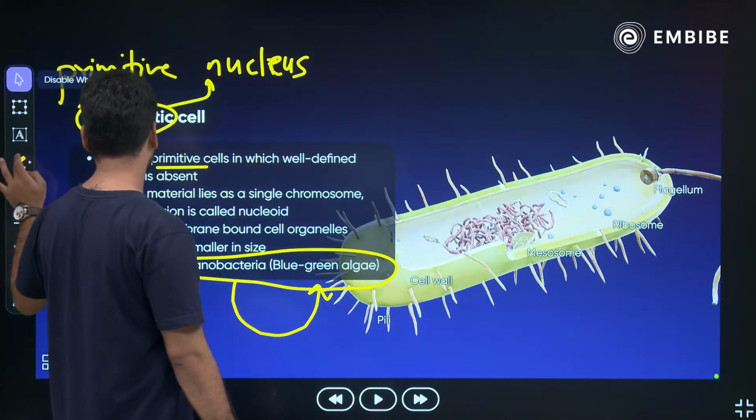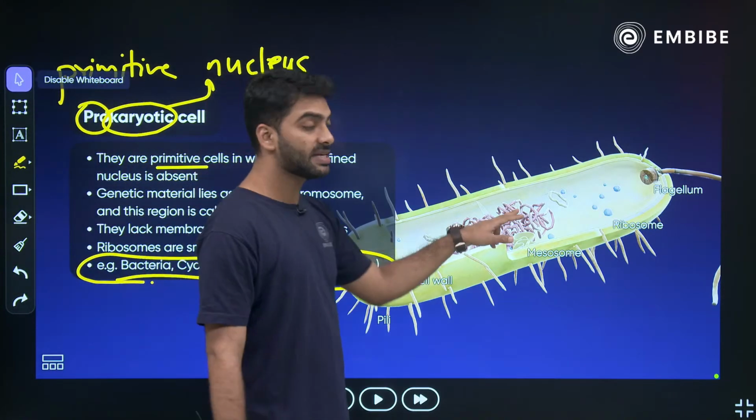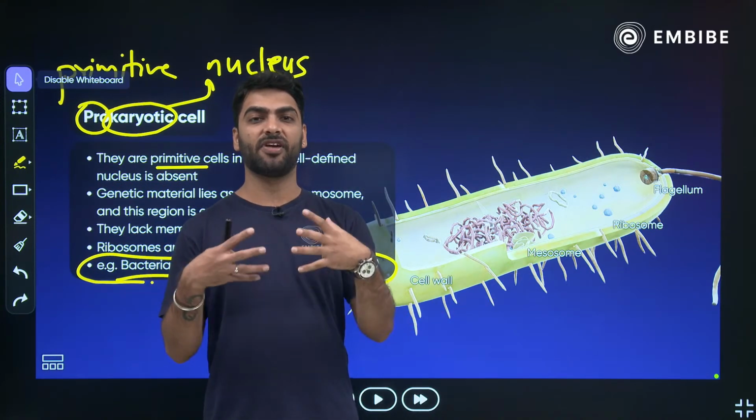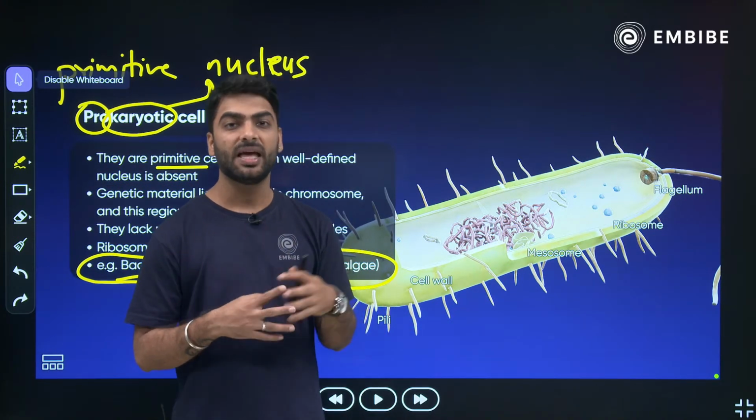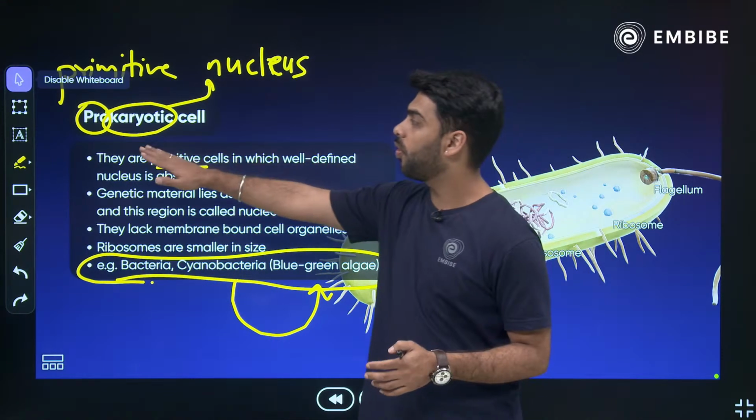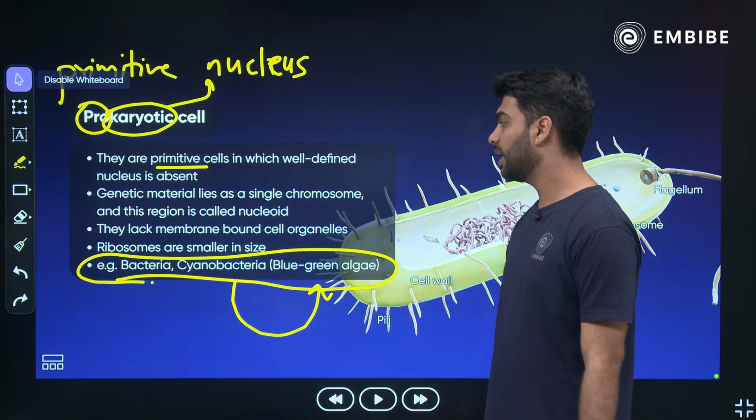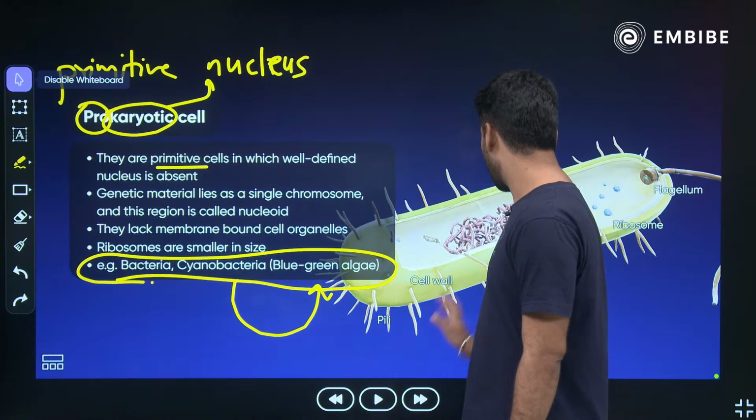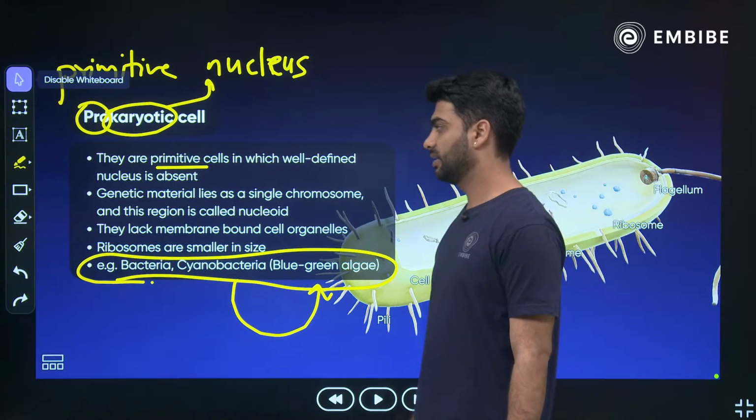What do we call it? Nucleoid. So this is nothing but the nucleoid of the bacteria. It doesn't have a well defined nucleus or a nuclear membrane. It has a very primitive kind of nucleus and that is why we call it prokaryote. They lack membrane bound cell organelles. Ribosomes are very small in size and we call them mesosomes.